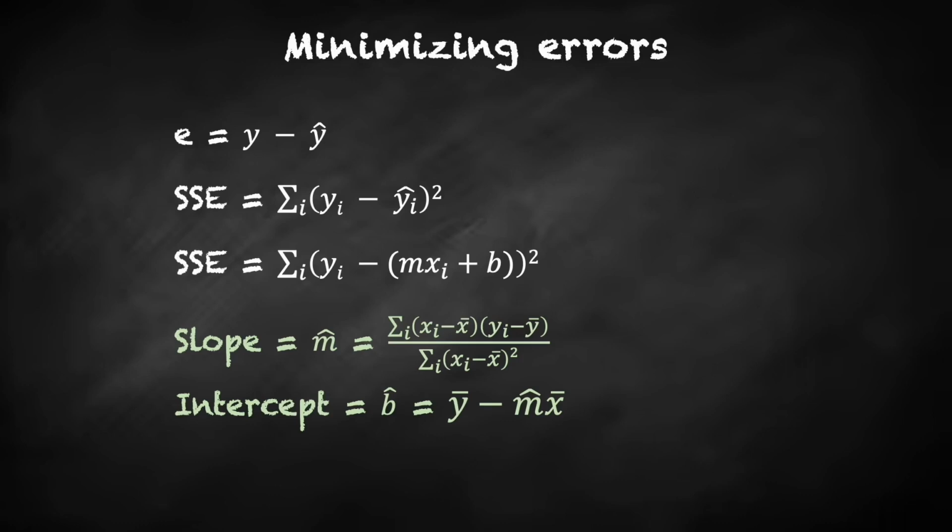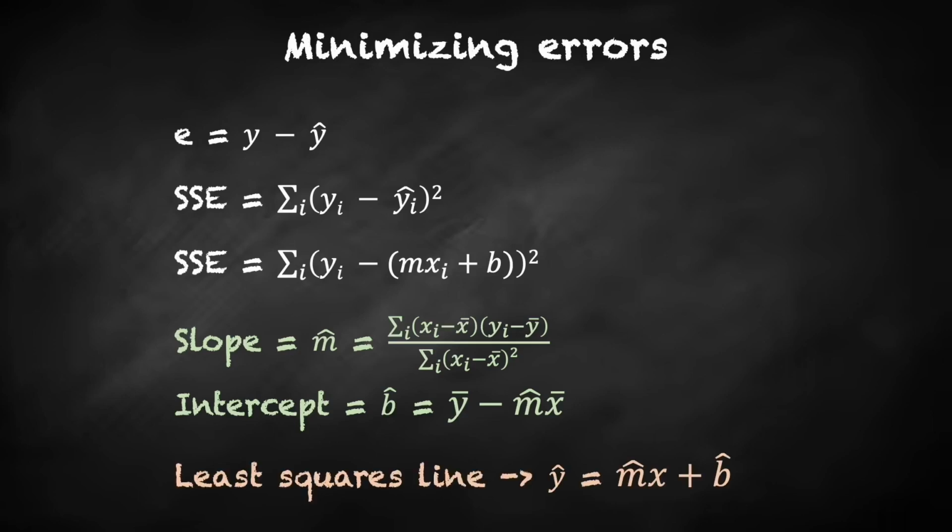We have to calculate that first because then we use it to calculate the estimate of our intercept, our b hat, which is equal to our average y across all points minus our estimated slope times our average x across all points. Once we've calculated this m hat and b hat, we have the equation for a line, and we call that line the least squares line because it gives us the smallest or least squared error.